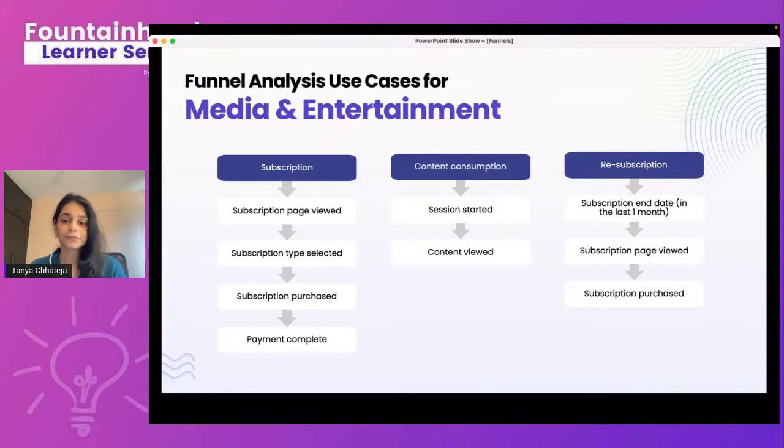The third is resubscription, wherein you identify users whose subscription end date was in the last 1 month using a custom event. The second step is where they go on to viewing your subscription page. Maybe it's because of an email communication or any communication that you must have sent informing that their subscription is about to expire, and how many users end up purchasing the subscription. It's helpful to understand how many users start your resubscription funnel and how many end up subscribing to your product or to your services again.